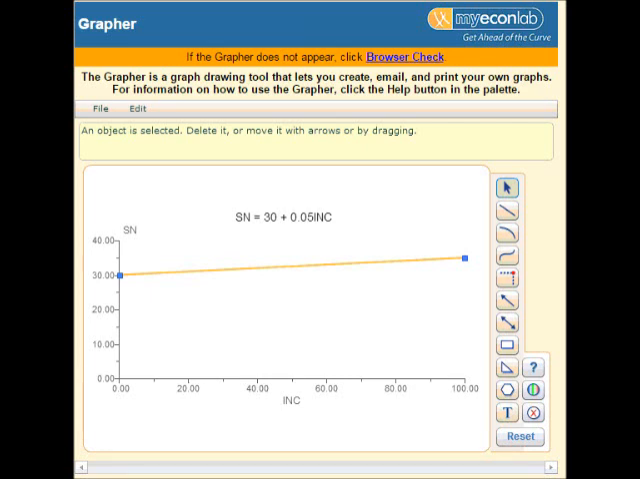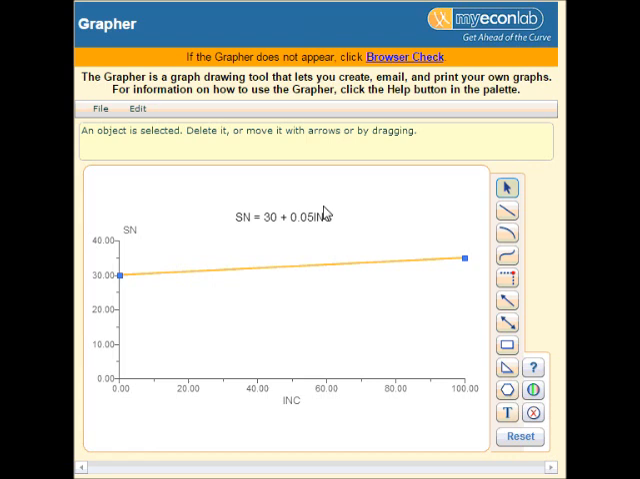One of the additional questions that I asked had to do with this model of sales of new cars. We're letting SN represent sales of new cars, and we're letting INC represent income. It's best to probably think about this in terms of billions of dollars. This is a completely made-up model. These numbers are not reflective of some empirical estimates of reality.